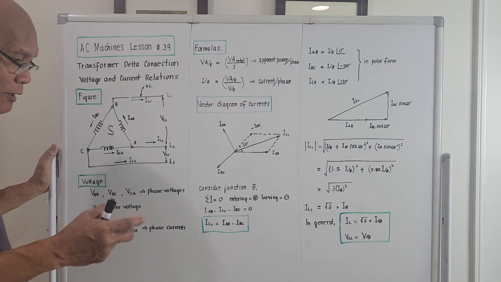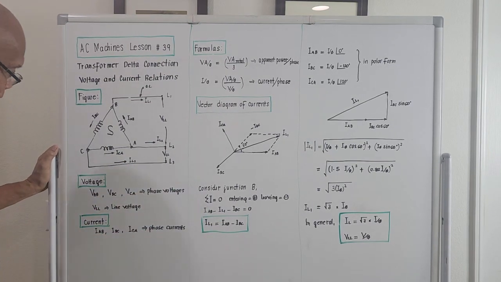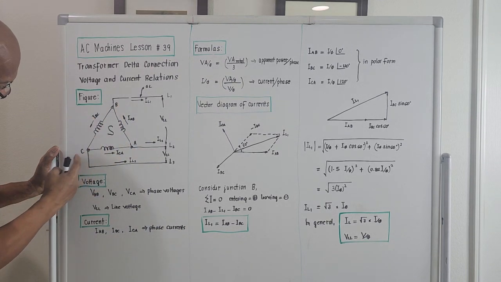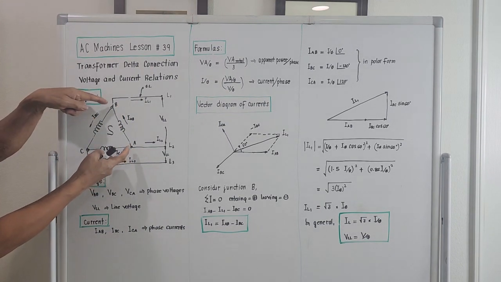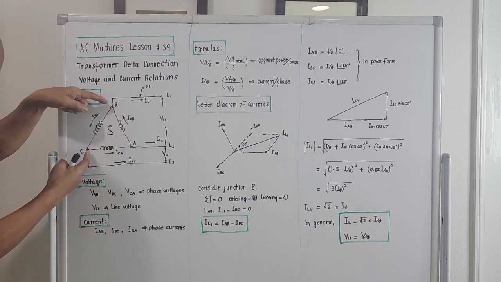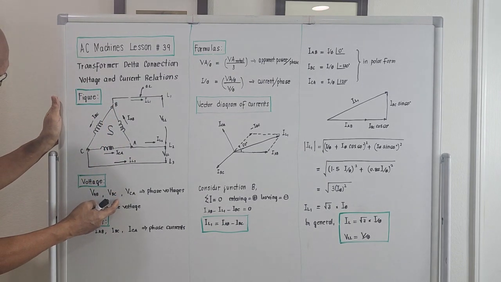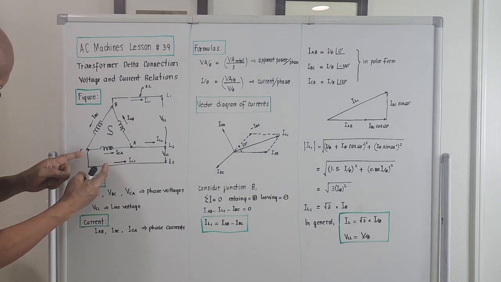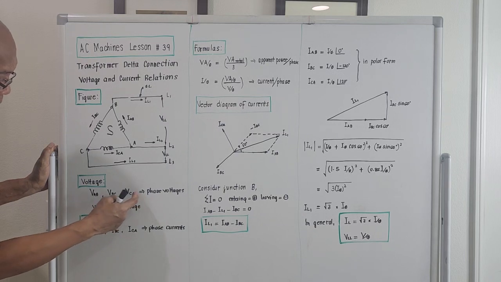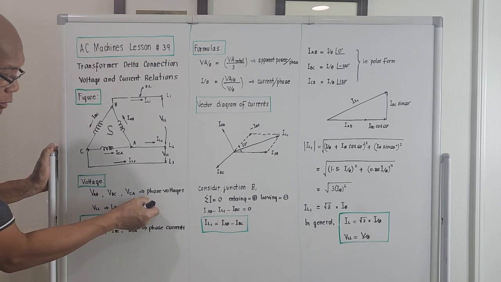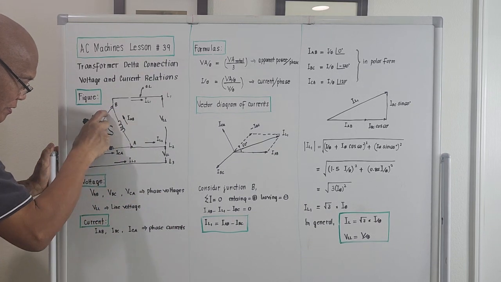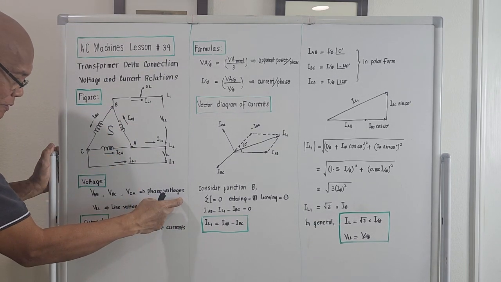Let's bring out the designation for the voltages. If we call the terminals A, B, and C, the voltage across AB will be V sub AB, the voltage across BC will be V sub BC, and the voltage across terminals C and A will be V sub CA. We call these phase voltages, the voltages across the windings.